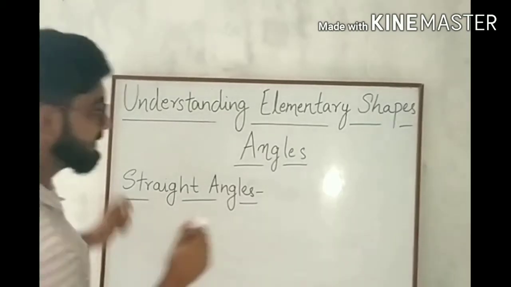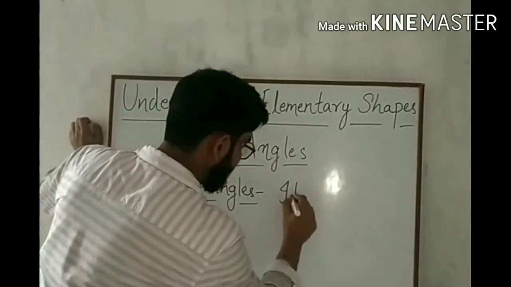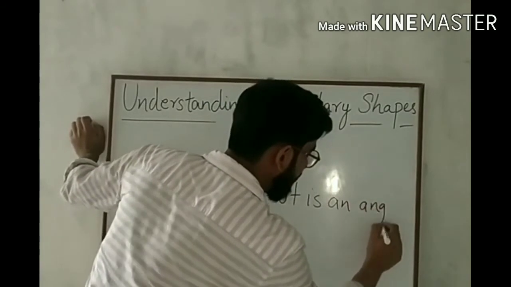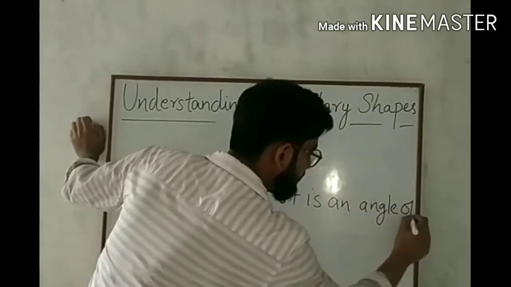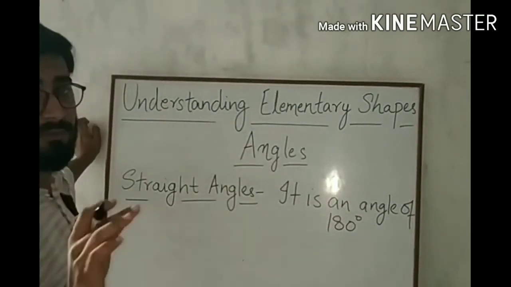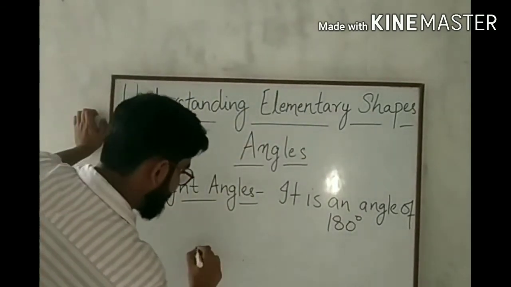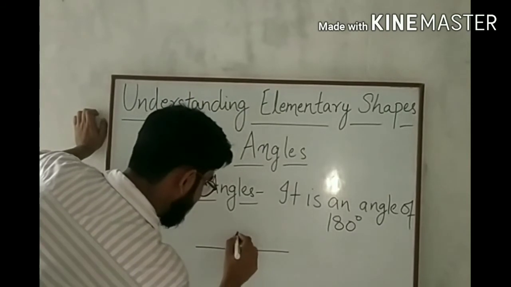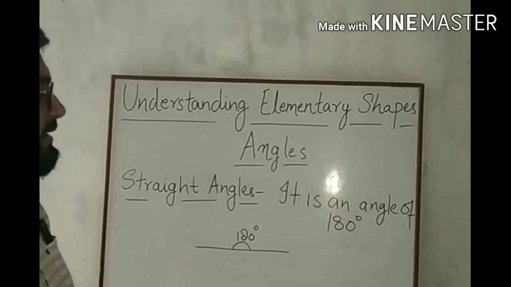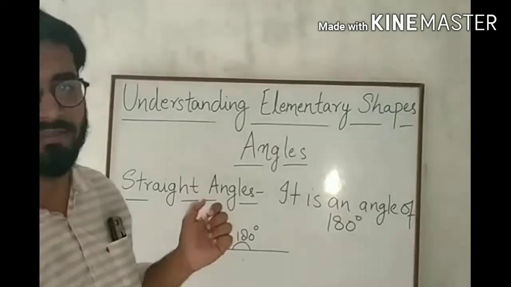We are going to discuss the second type of angle, that is straight angle. A straight angle is an angle of 180 degrees, which means double of a right angle. It can be represented like this. This is 180 degrees. So what is a straight angle? It is an angle of 180 degrees.